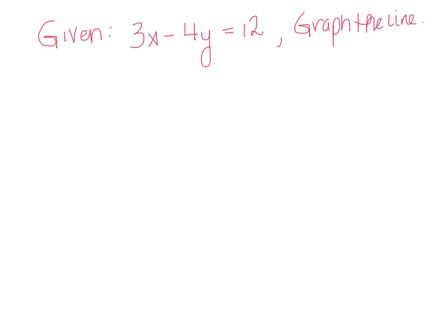Alright, let's give you one to try. Okay, I want you to try this one. I've given you 3x minus 4y is equal to 12. And I want you to go ahead and find the intercepts so that you can graph this line. I'm going to pause it, so are you, and we'll check our answers.